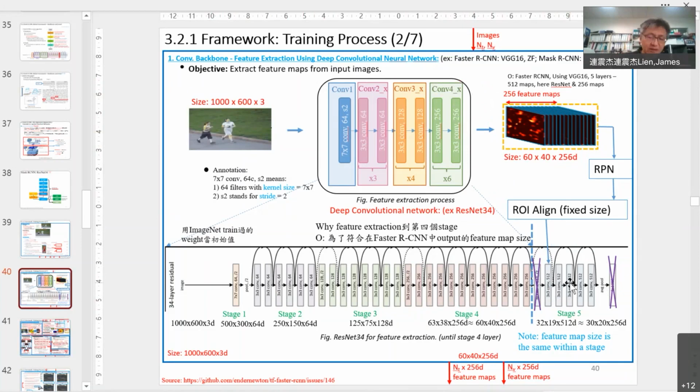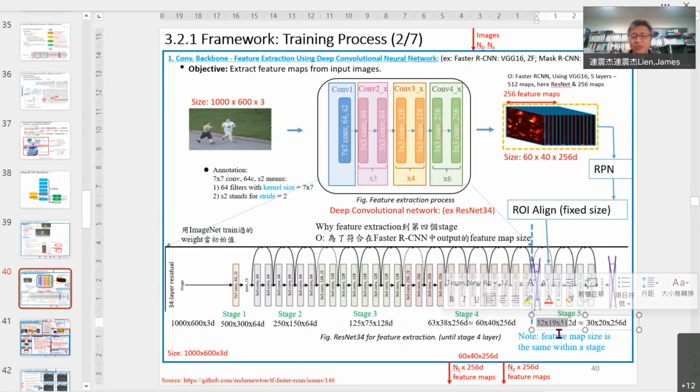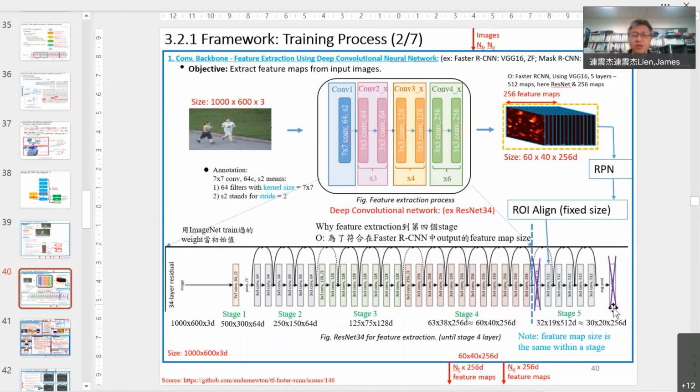But this is for the mask. For the Faster RCNN, they will include stage 5. But for the mask, because it's pixel-wise, they just use convolution up to 4 stages here. So the image size here is 60 by 40. They feel 32 by 19 is too small. That's their experience, so they only use 4 stages.